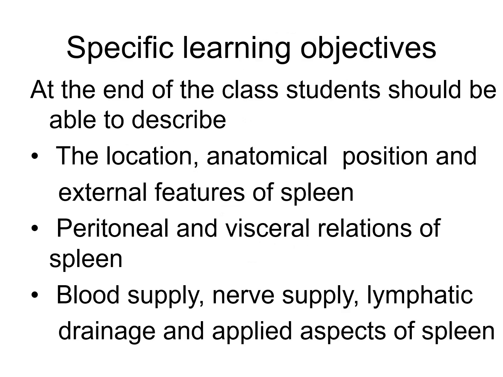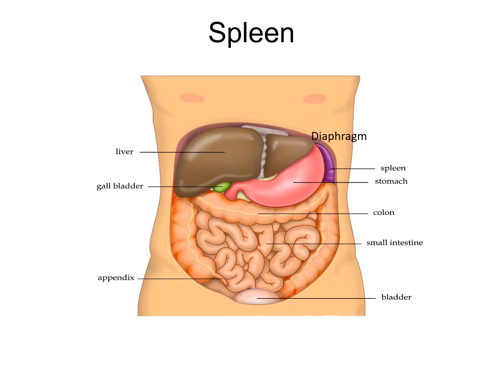Specific learning objectives. At the end of the class, students should be able to describe the location, anatomical position and external features of spleen, peritoneal and visceral relations of spleen, blood supply, nerve supply, lymphatic drainage and applied aspects of spleen. Spleen is the largest lymphoid organ.